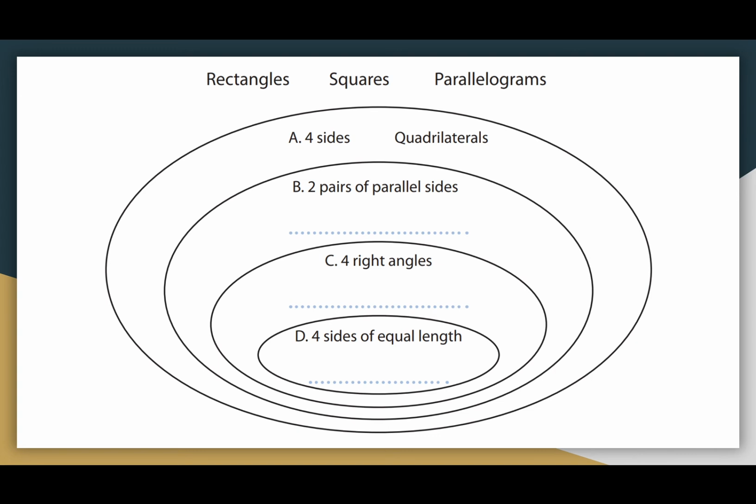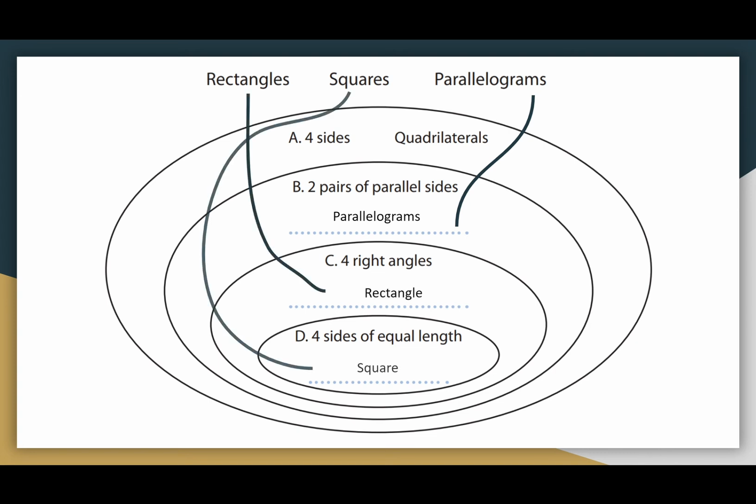What's the most general of a rectangle, square, and parallelogram that has two pairs of parallel sides? Right, parallelograms. Then, if we go a little more specific, four right angles. Now, it doesn't say anything about the length of the sides, just four right angles. So when we're thinking about that, we can think rectangle. And that leaves us in the end with our square.